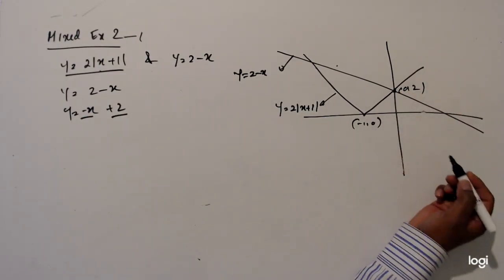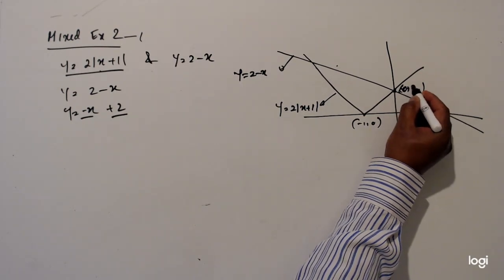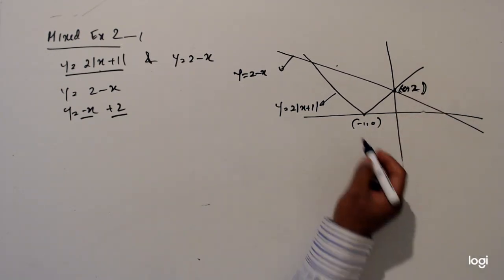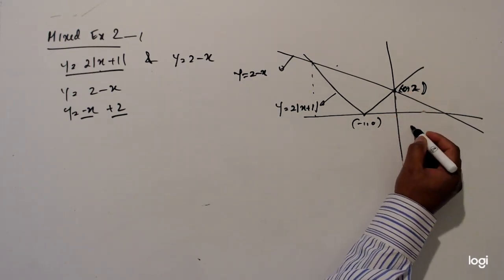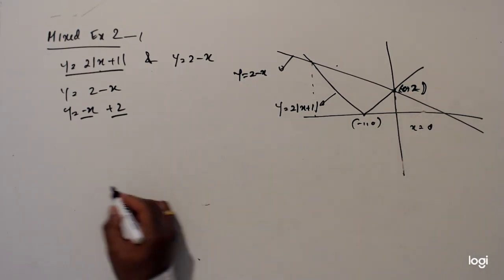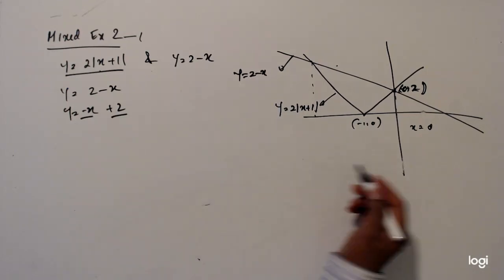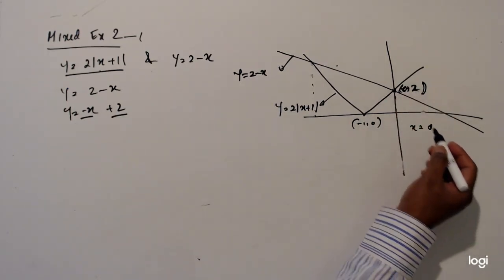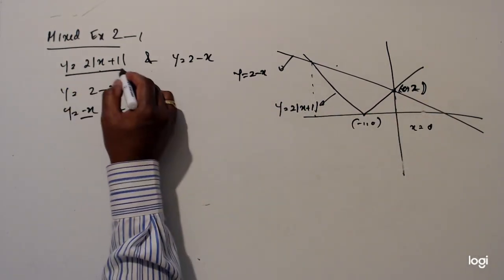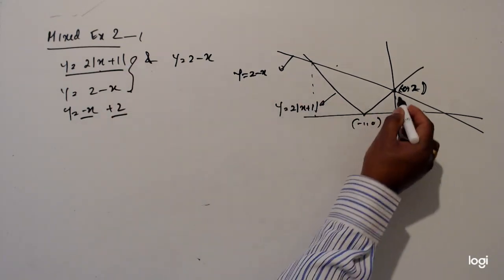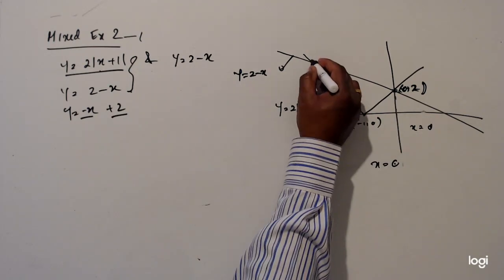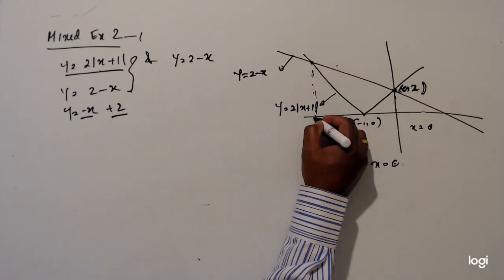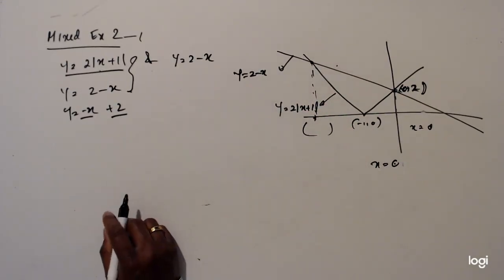So one intersection point is, it's very clear, 0, 2. So the x value is 0 here. So we can write one answer for when we solve those two equations. One answer is x equals 0, by observation we can write. The other one is, we want to find the coordinate of this one.